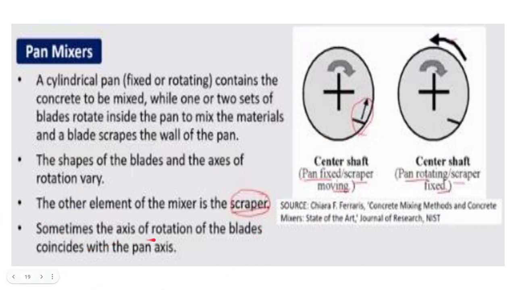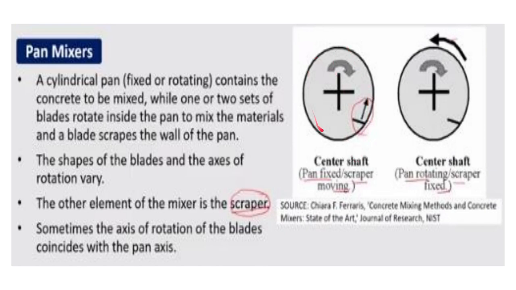So sometimes the axis of rotation of the blades coincides with the pan axis. So all are motored differently. The electricity connection for all the three parts are different, as we will find later. So that's why according to its optimum performance they are designed.